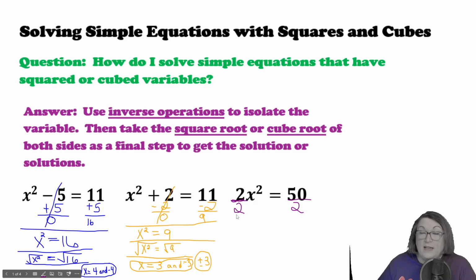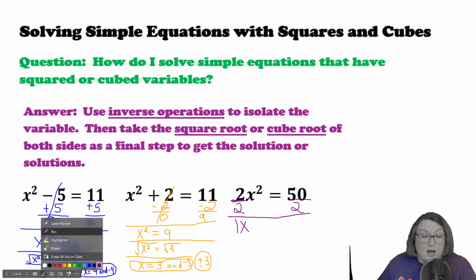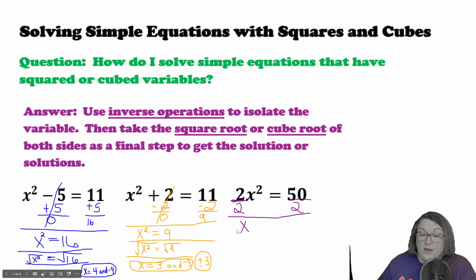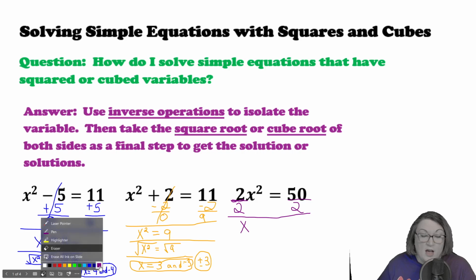And 2 divided by 2 is not 0, like we cancel these out by making them 0. 2 divided by 2 is 1. And we do want 1x. Remember, if there's no number in front of the x, there's only one of them. They just don't write the 1 that's there, but it really is there. So don't forget that we have a lot of invisible ones in our math sometimes.